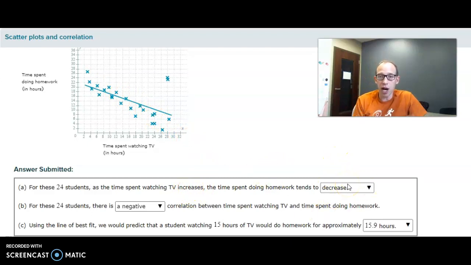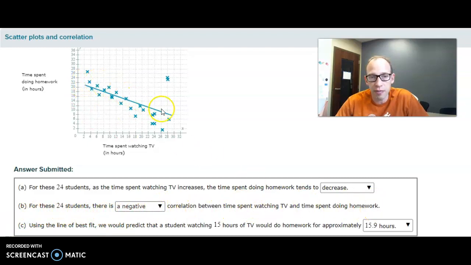In general, if it's a positive correlation, if it's an uphill slope, then these two words would match up: increase, increase, decrease, decrease. Or if it's a negative slope, like what we have here, going downhill, then these two words will always be opposite. Increase would go to decrease, and as one decreases, the other will increase. So they travel together in a positive correlation and travel against each other in a negative correlation. Negative correlation in this case, we go opposite each other. For these 24 students, there's a negative correlation.